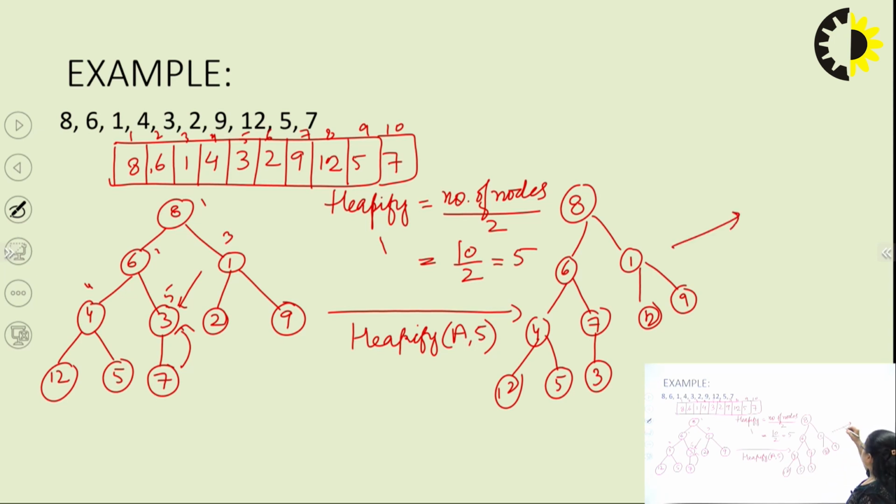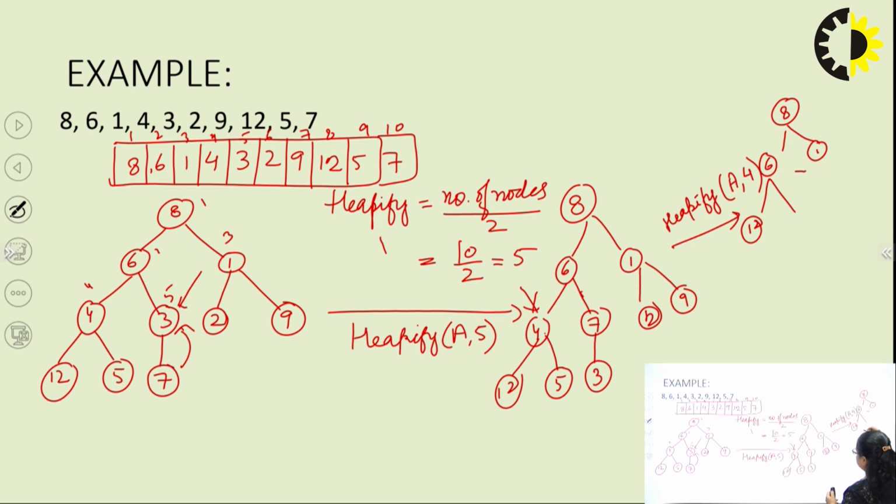So again, now we have to call heapify a comma 4. In heapify a comma 4, it means we have to call the heapify function on this node because this is the 4th element, right? So on this, we have to do the swapping. 12 comes to the 4th location and 4 goes to 12's place. So now the tree becomes 8, 6, 1, 12, 7, 2, 9, 4, 5 and 3. Now this is the tree.